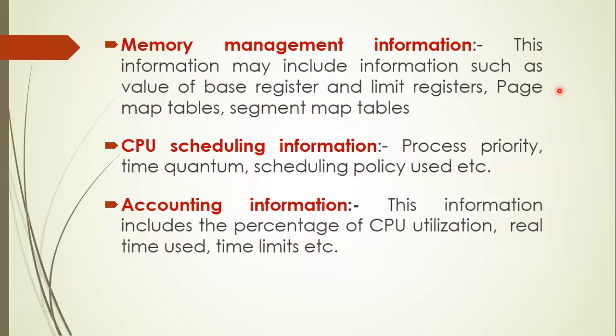And accounting information. What is your process name, P1, P2, etc. How much time that particular process requires, how much time CPU is already utilized by the process, still how much time the process requires to complete its execution. All this information is considered as accounting information. Even accounting information is also available in your process control block only.